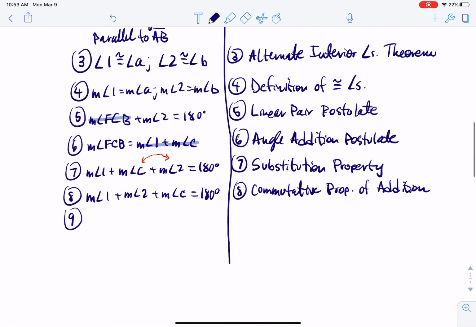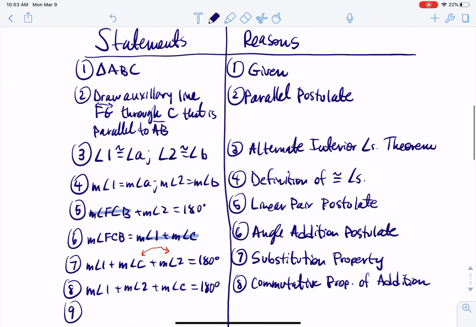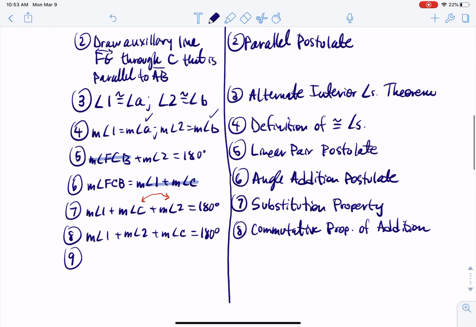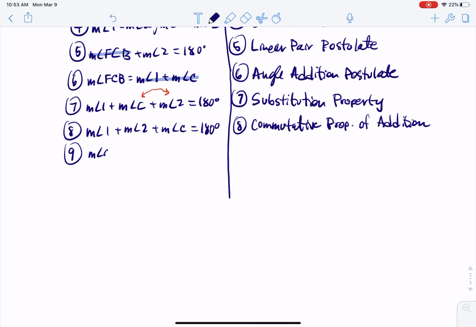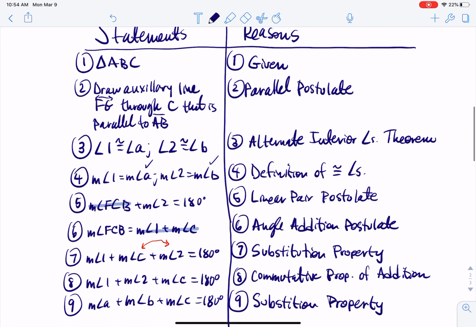Okay, now we're almost there. I think this last step should do it. I'm going to take 1 out and right here, replace it with A. I'm going to take 2 out and replace it with B. So I've got the measure of angle A plus the measure of angle B plus the measure of angle C is equal to 180 degrees, finally by substitution property again. All right, and there we have it. There's the proof of the triangle sum theorem.